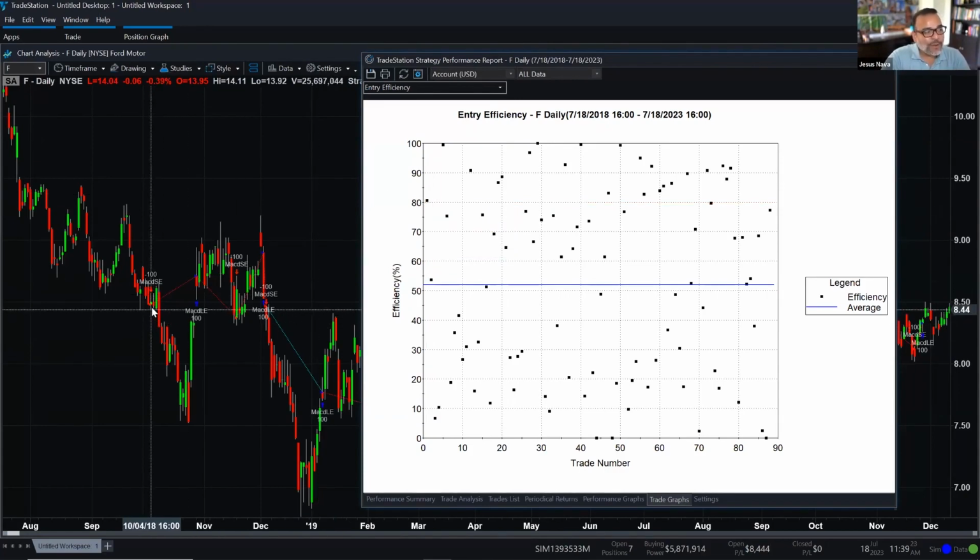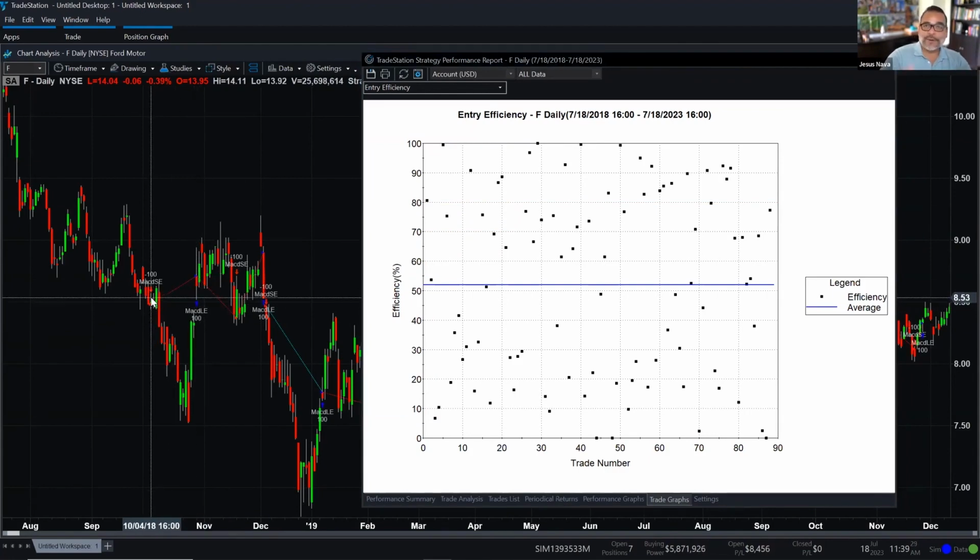Why? Because if you look at all the prices from here to here, we did get in at a good price. On a short trade, you want to make sure that you get a price that is the highest possible. And if you look at all the prices in between, we did enter at a good price, 80% efficiency.